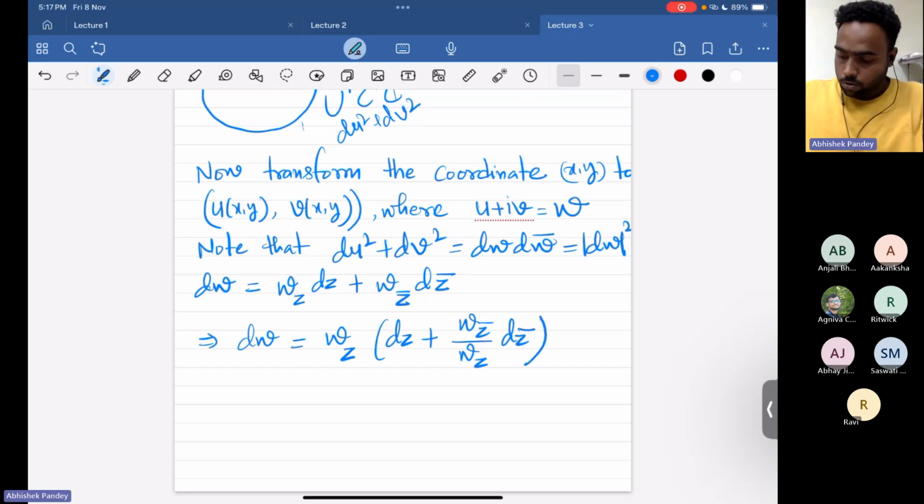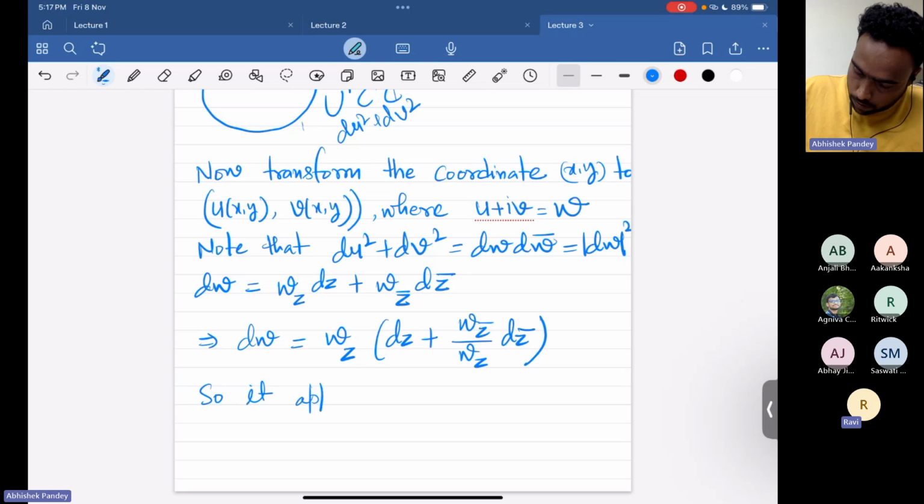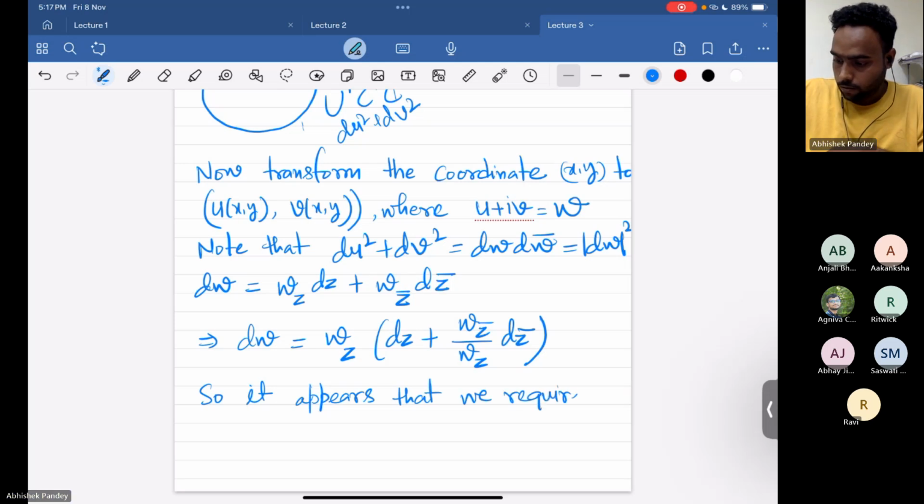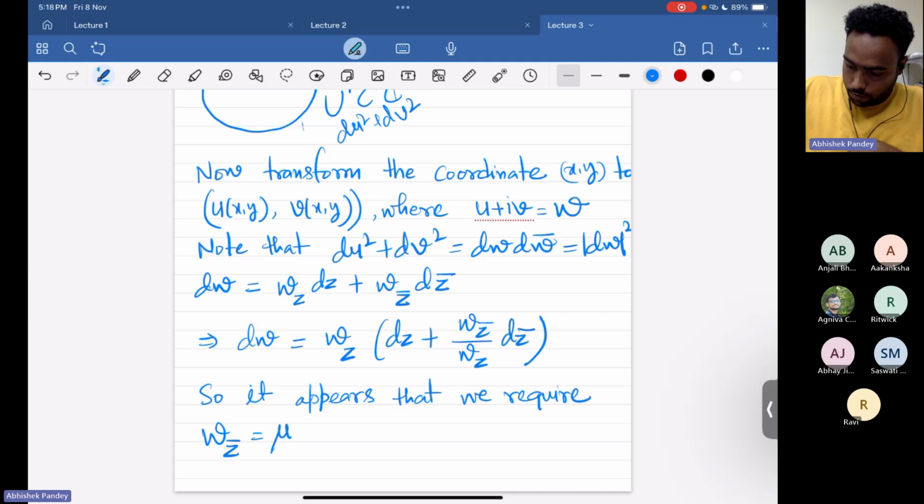Okay. So it appears now it is clear. Why is wz non-zero, or do we assume that? Yeah, that's what I'm writing. Oh, I see. It appears that we require wz bar is equal to mu wz, and wz is non-zero with this mu.